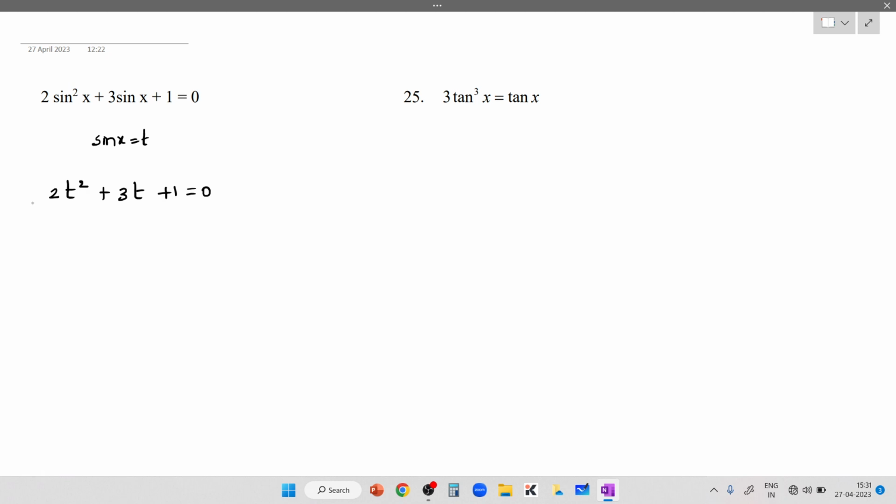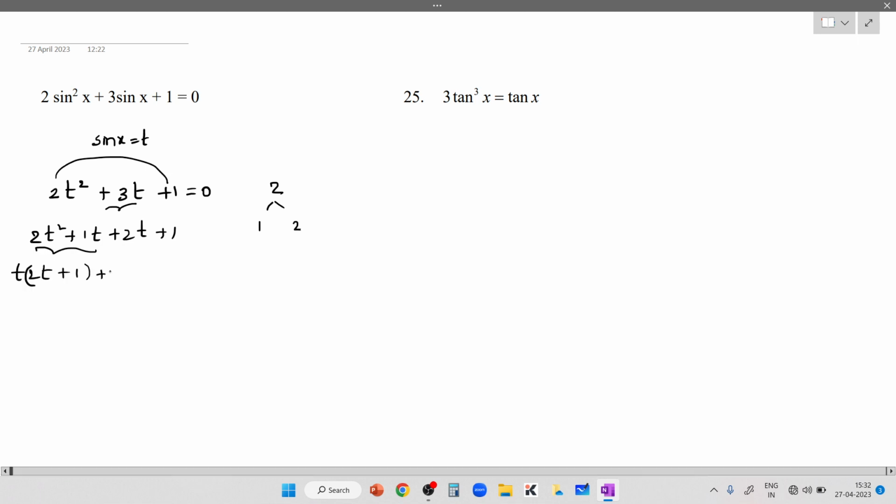And we have a traditional method of doing factorization, that is, first we have to obtain the product of first number and the last number. 2 ones are 2, and we have to write the factors of 2. Then we have to split the middle term, 2t square plus 1t plus 2t plus 1. So I need to take the common variable t, so it will become 2t plus 1, and here also I can take 1 as common, it will become 2t plus 1. So 2t plus 1 into 2t plus 1 is equal to 0.